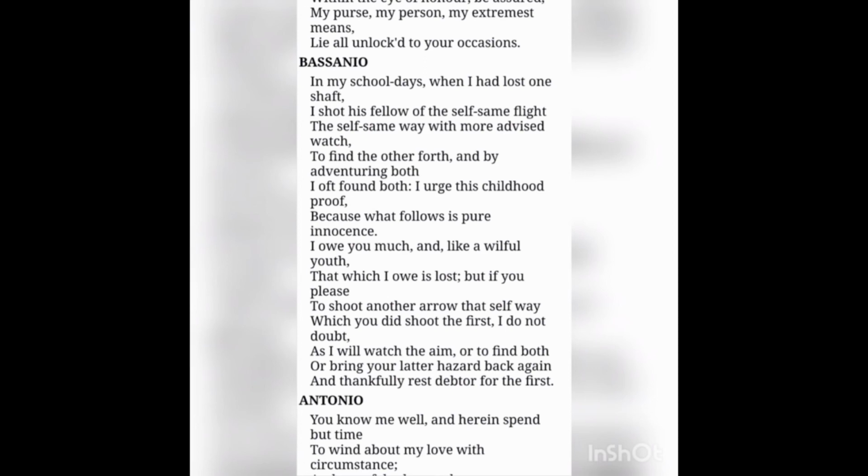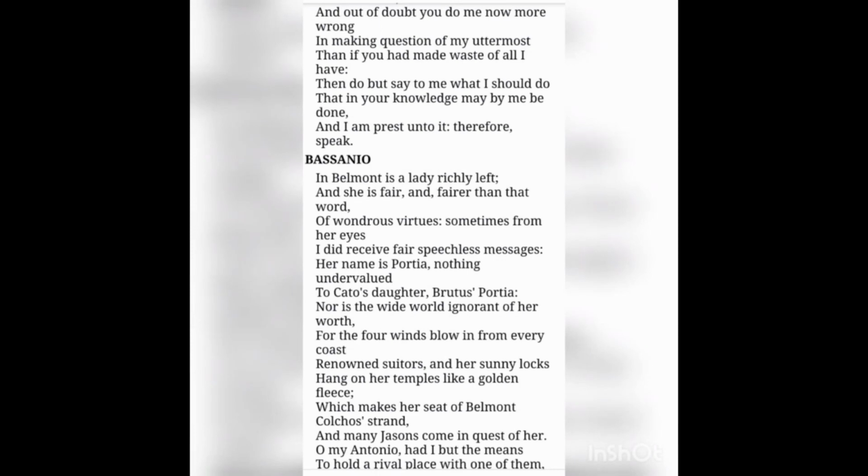Antonio says, you know me well, and herein spend but time to wind about my love and circumstance, and out of doubt you do me now more wrong in making question of my uttermost, than if you had made waste of all I have. Then do but say to me what I should do, that in your knowledge may by me be done, and I am pressed unto it.